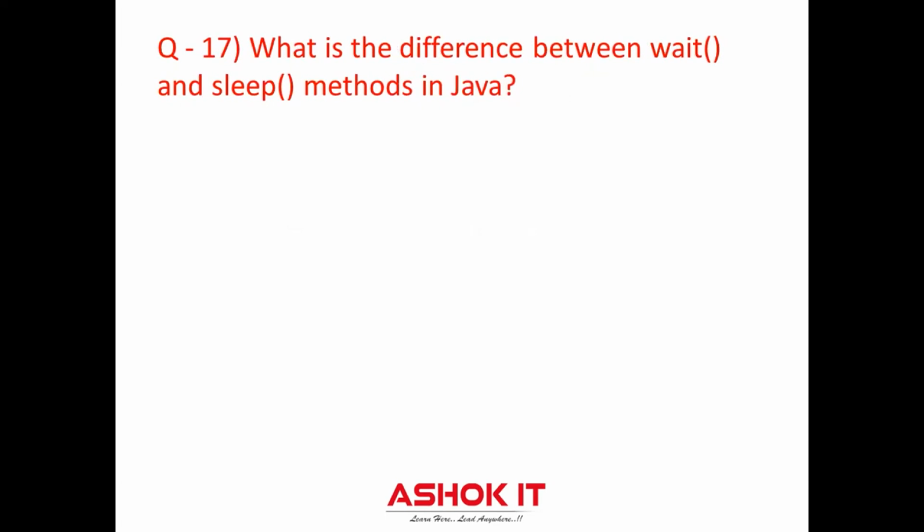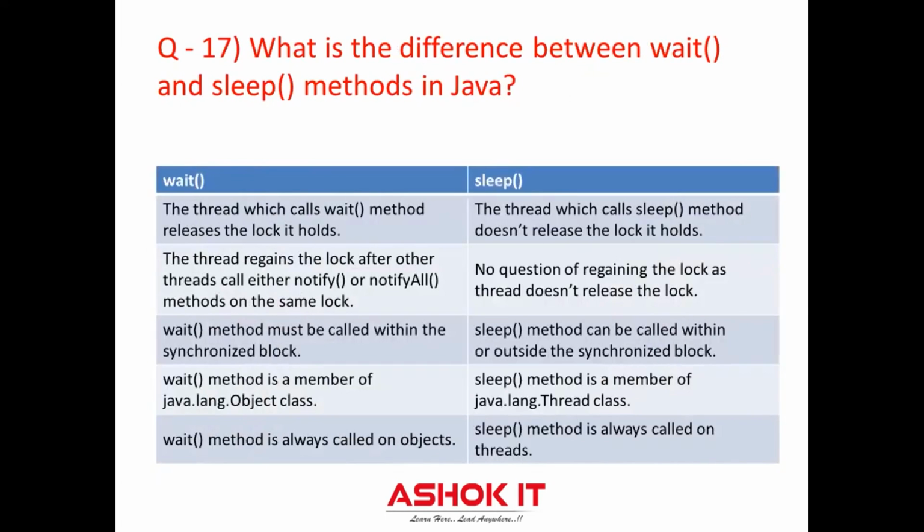Question number 17. What is the difference between the wait and sleep methods in Java? The thread which calls the wait method releases the lock it holds. The thread which calls the sleep method doesn't release the lock it holds. In the wait method, the thread regains the lock after other threads call either notify or notifyAll on that same lock. For sleep, there is no question of regaining the lock as the thread doesn't release it.